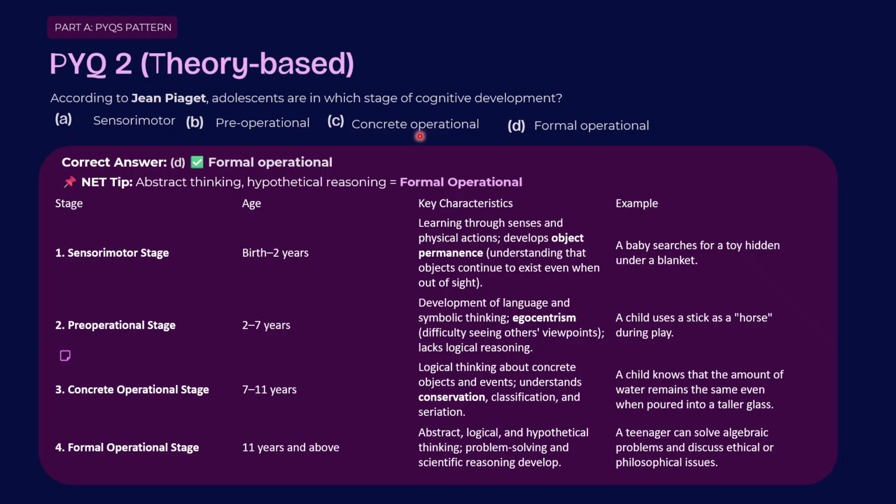Next is option C, that is concrete operational. This stage belongs to children between 7 to 11 years. Children can think logically but only about concrete objects and real situations. Abstract thinking develops only in the next stage.